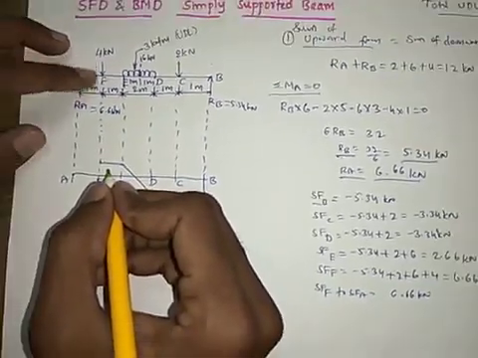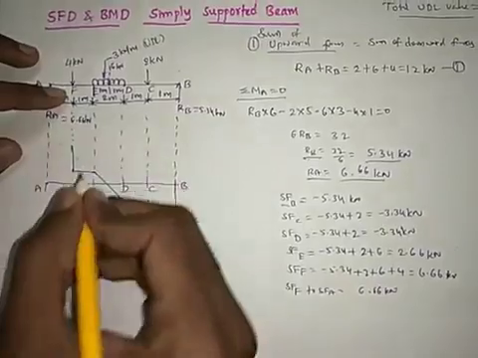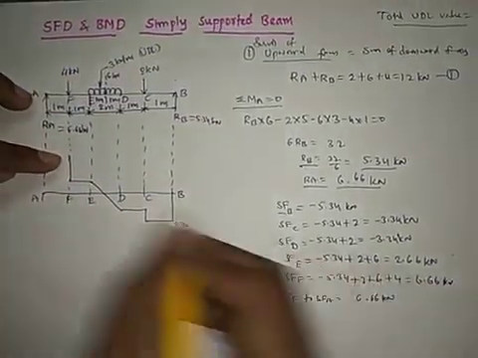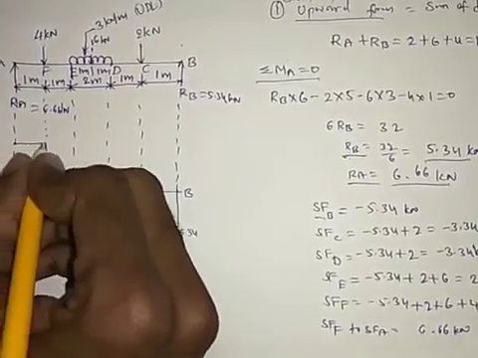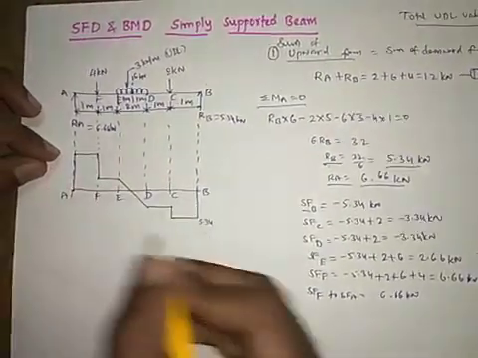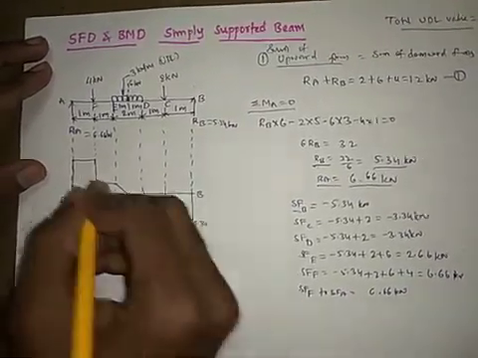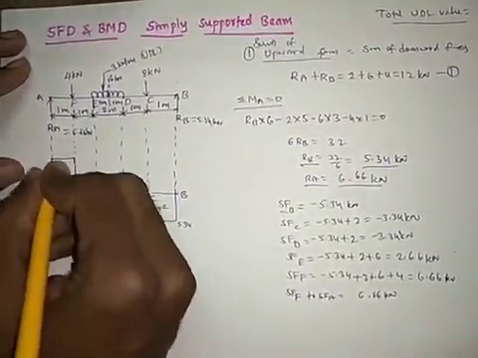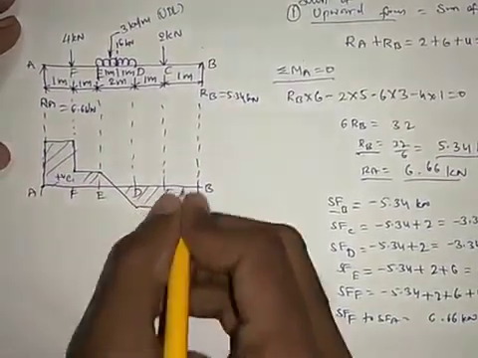At F a point load is acting, so it is a sudden load, so add the plus 4 effect, which reaches 6.66, and from F to A it is constant, so close the diagram. So here all downward is negative, all upward is positive. So this is the shear force diagram for this case.